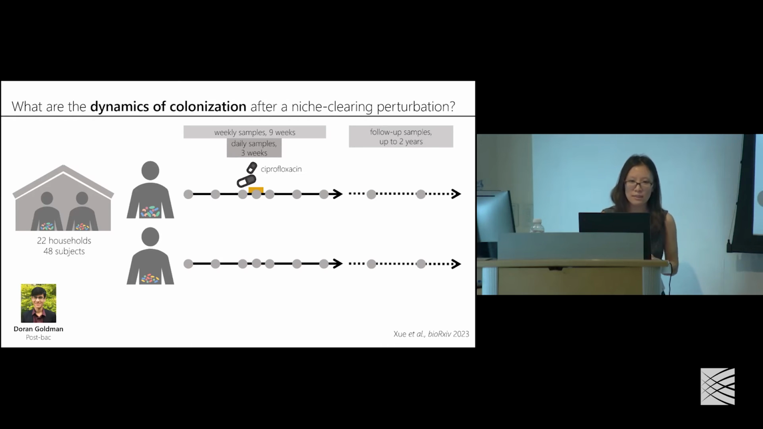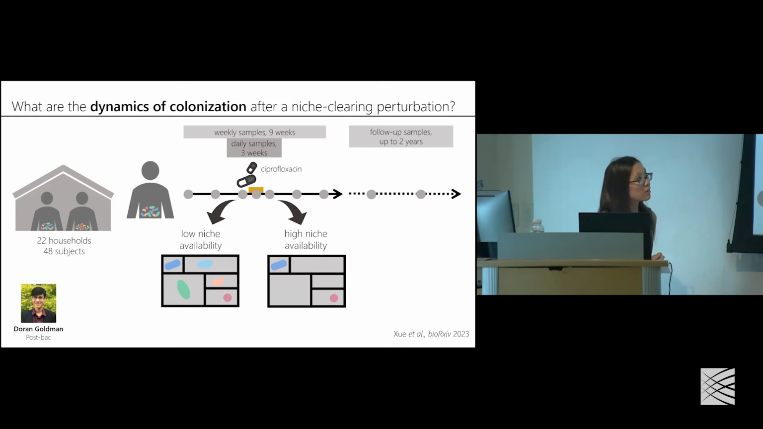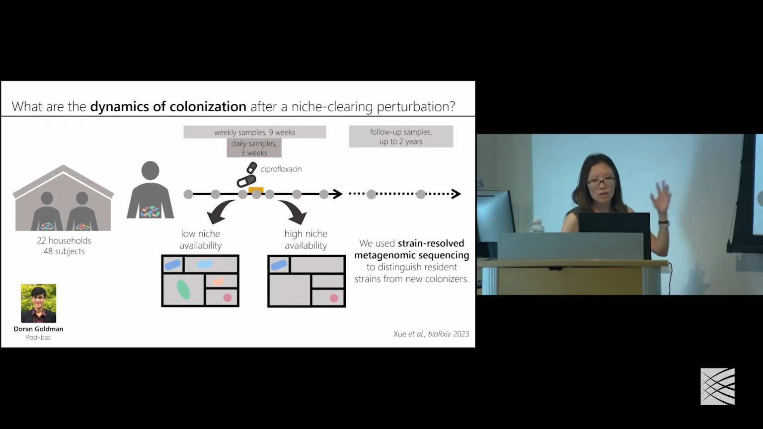Just to make this really clear, what we wanted to do was to compare the dynamics of colonization under conditions of low niche availability, so before antibiotics and in the control subjects, as well as under conditions of what we infer to be high niche availability immediately after an antibiotic perturbation. We used strain-resolved metagenomic sequencing to distinguish resident strains from new colonizers, and I'm very happy that I don't have to talk more about that right now because I just talked about it for an hour.